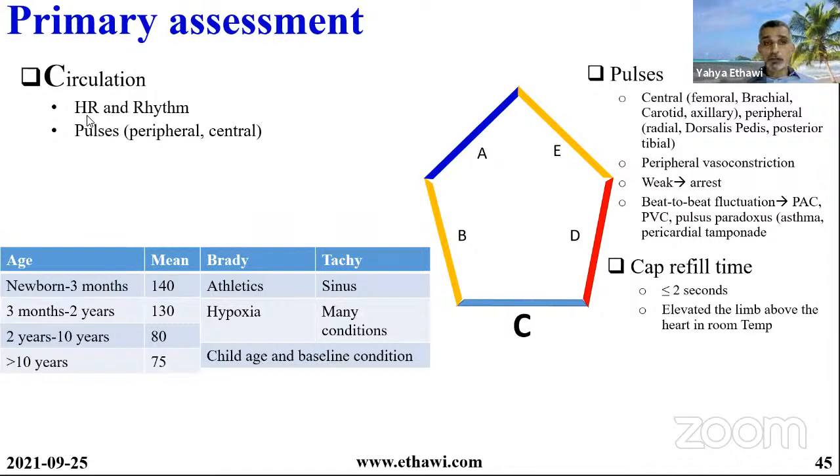After you assess the heart rate and the rhythm, of course we are not speaking here about arrhythmia, but we will speak about arrhythmia later on, because now we are assessing only the circulation. For the pulse, we can check central: femoral, brachial, carotid, axillary; and peripheral: radial, dorsalis pedis, or posterior tibial. When we measure, we have to consider peripheral vasoconstriction. We assess the pulse from normal to weak to arrest, and we have to see the peak-to-peak variability.